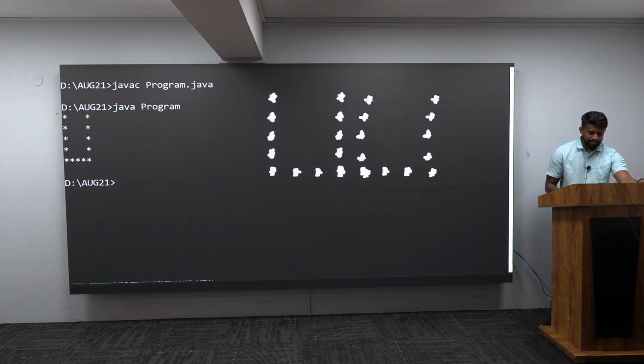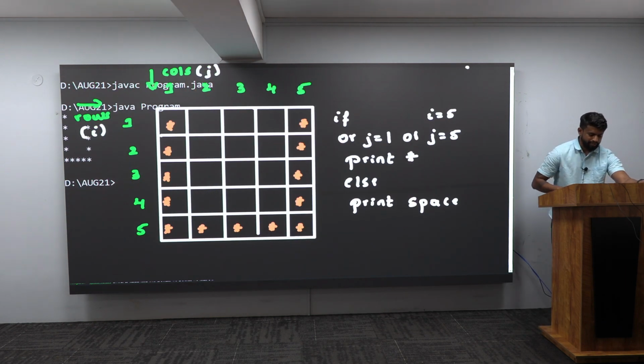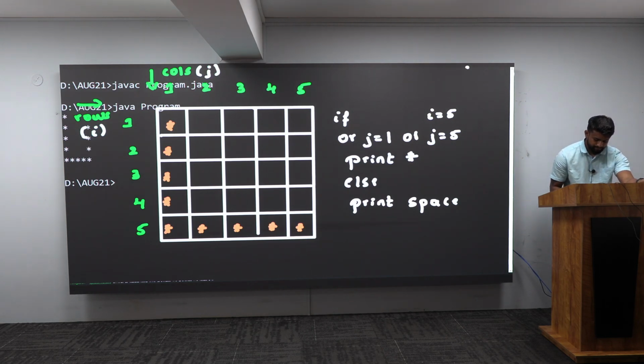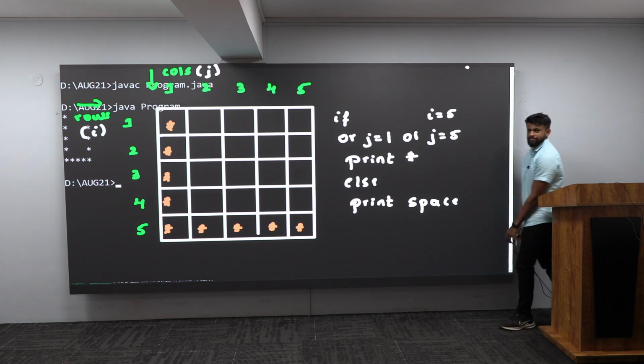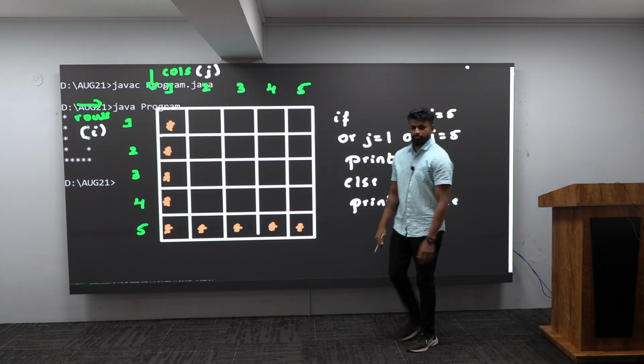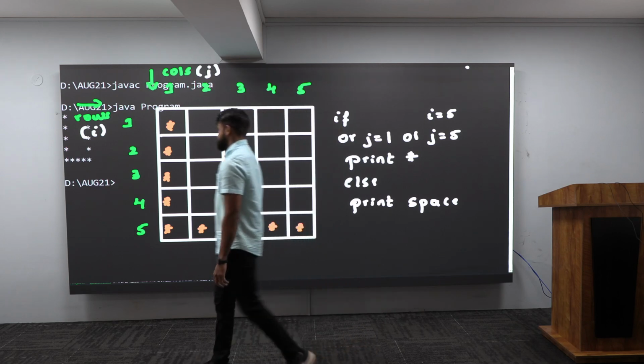If you guys literally understood, let me see how many of you can do this. Not in your book, but on the screen. How will you do it? Will you write a program in your book? Do it.